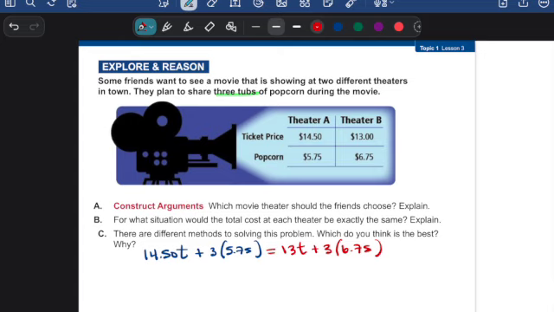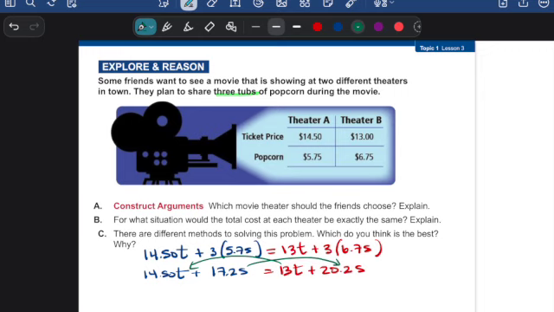Okay, so starting with our theater A equation, 3 times 5.75 is $17.25 for popcorn. And on the other side, we have our 13 tickets, and 3 tubs at $6.75 is $20.25. Okay. We have a variable on both sides, so we need to move our variable term to the other side and our constants to the opposite side.